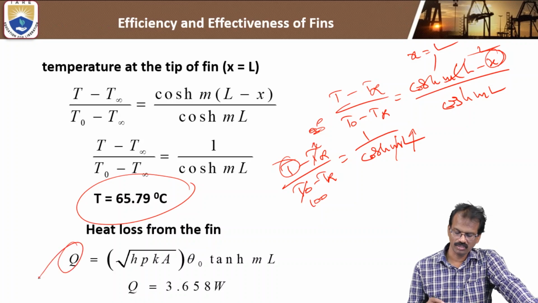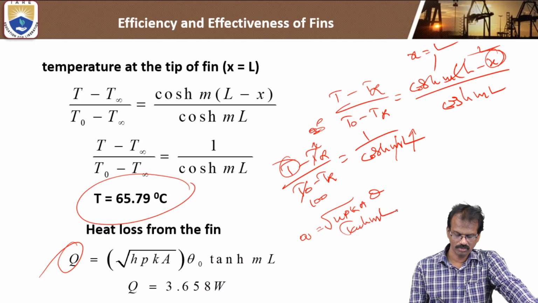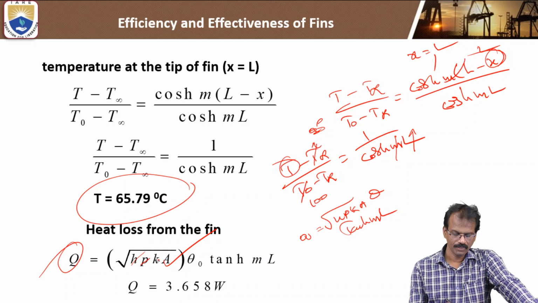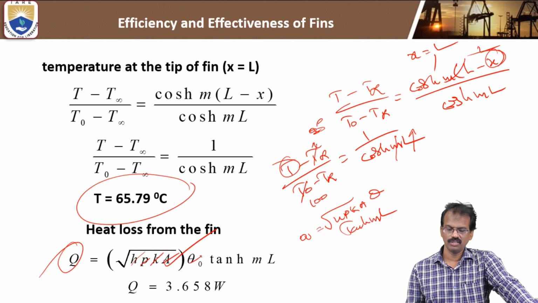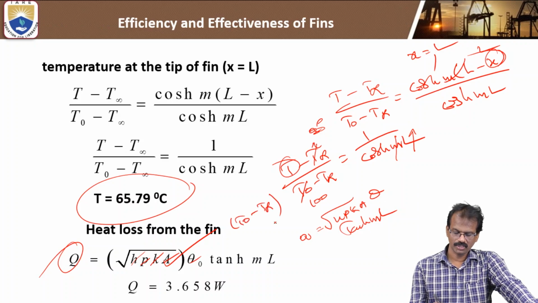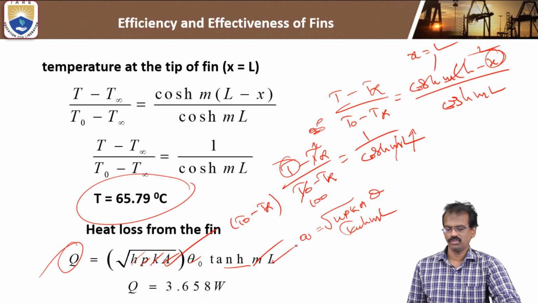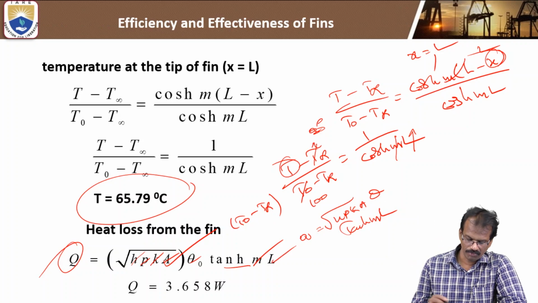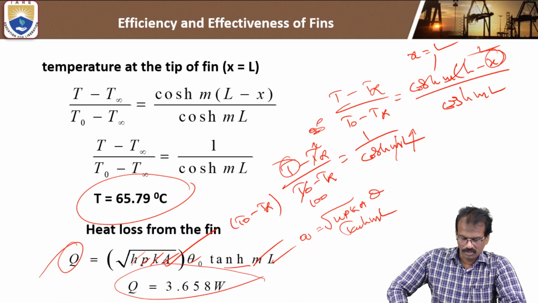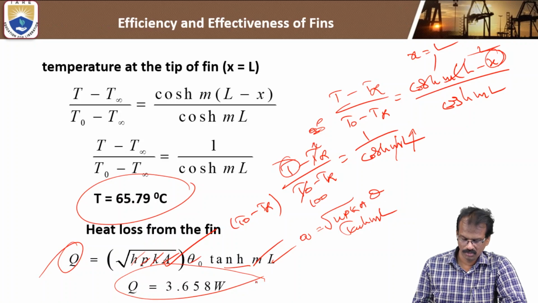Okay. So next, the last point, you have to find out heat loss from the fin. You know that formula: Q is equal to under root of hPkA theta naught into tanh ml. Okay, this is the formula. So under root, h you know the value, P is the pi d, k thermal conductivity, A is the pi by 4 d square, theta naught is T naught minus T infinity, temperature difference, tanh m value also you know, and L value also you know that one. If you substitute all the values, then you will get the heat loss by that fin, Q, is equal to 3.658 watts.